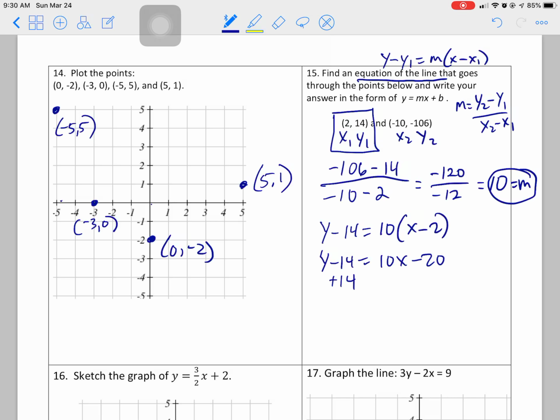Move the 14, y equals 10x minus 34. Something happened somewhere, what'd I do? Oh, that's a plus. I get too fast at the end. Okay, negative 20 plus 14. That means we're subtracting. Your leftover negatives.